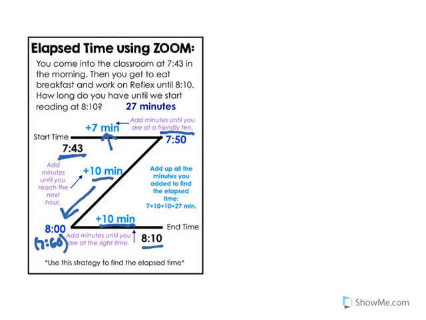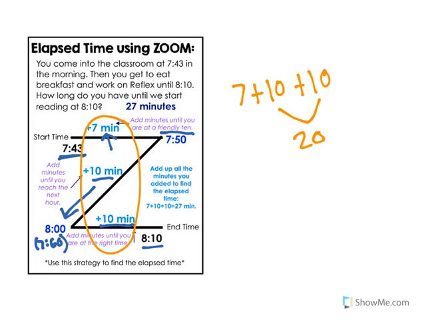Now, to find the elapsed time, which is what it asked us to find, we have to add these numbers all together. So 7 plus 10 plus 10, well, 10 plus 10 equals 20, plus 7 equals 27 minutes, just like that. And now you know how to use the Zoom method or the Z method to solve elapsed time problems. Thank you.